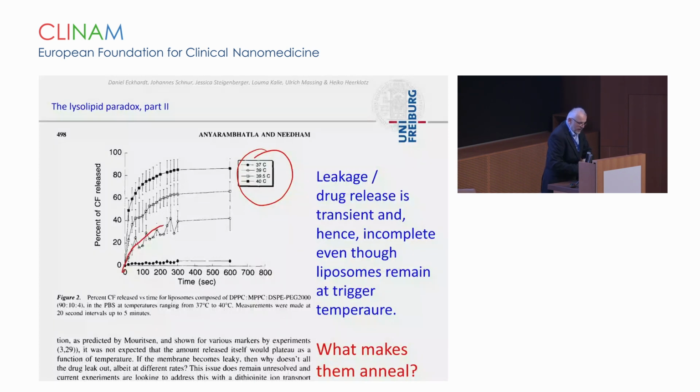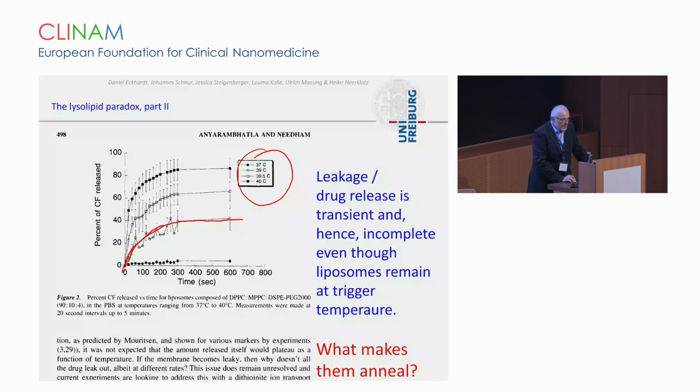So you get a reasonably fast release in the beginning, but then the released material is reaching a constant value, less than 100% potentially. So that means the membrane is opening up, you get pores that release the drug, but then, while you're still at trigger temperature, the membrane anneals again. So the question is, how would this work with the detergent-like pores you just have seen in this attempt at an explanation? So what makes the membrane anneal after a little while?